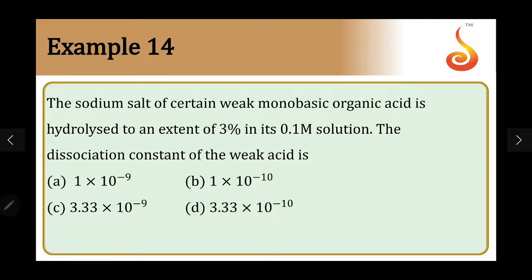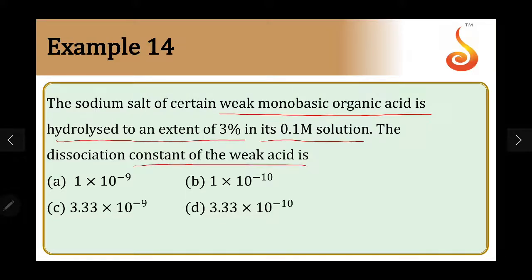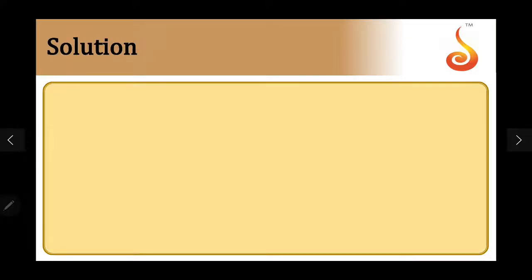A sodium salt of certain weak monobasic organic acid is hydrolyzed to an extent of 3% in its 0.1 molar solution. The dissociation constant of the weak acid. It is based on the hydrolysis concept. So 3% and 0.1 molar. So we'll go to the solution part.